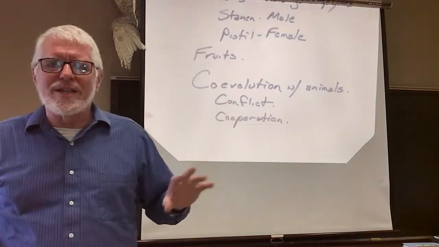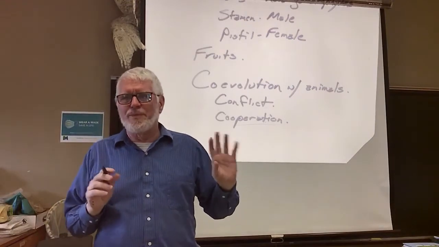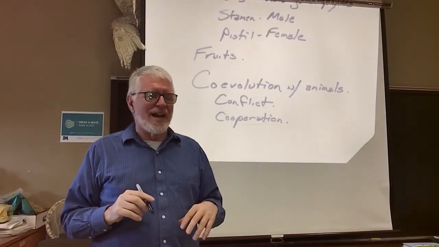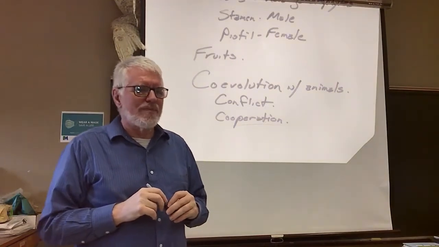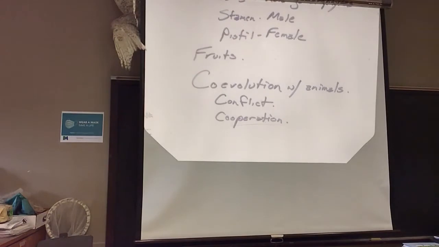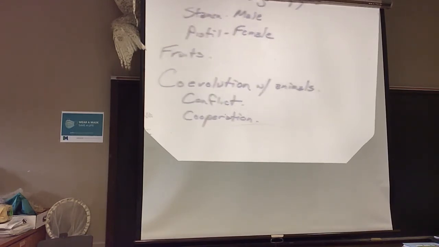So coevolution is definitely a big angiosperm feature, both on the upside and on the downside. A lot of times there's a symbiosis going on. Not always, but a lot of times.